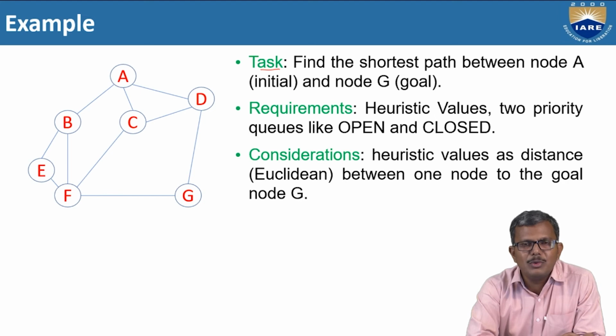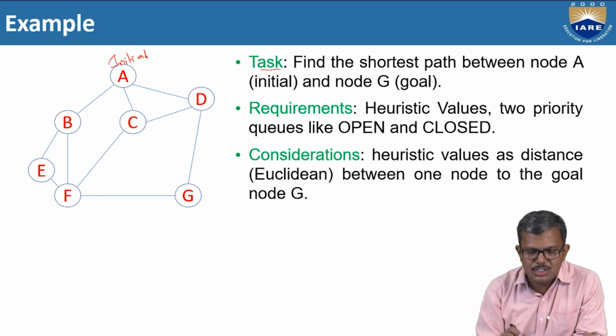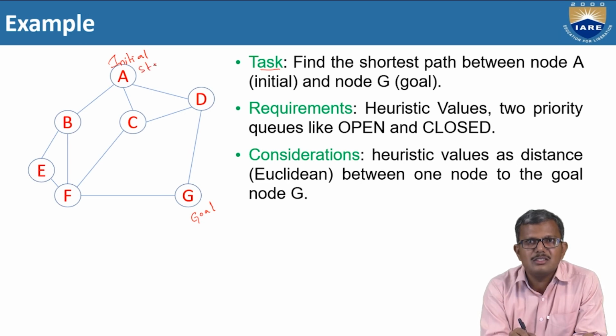So in this example, our task is to identify the shortest path between the two nodes. So what are those two nodes? One is A and another one is G. So we can say that this A is the initial node, and this G is the goal node. Otherwise, your initial state is this one. You have to start your search process from A and you need to reach the goal state.